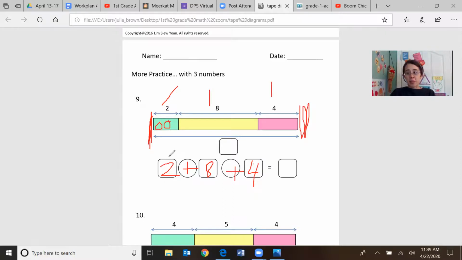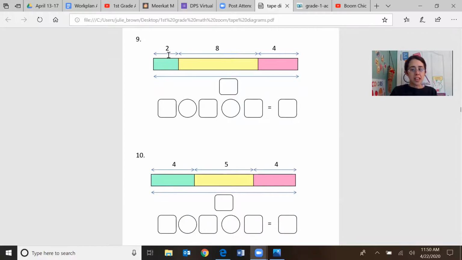Okay, I'm ready to add my 3 parts together. 2 and 8 make 10. So I'll just write myself a little note to remember the first 2 addends make 10. And then if I have to add 10 plus 4, I know that is 14. To do the next equation, number 10, remember to use doubles to help you.